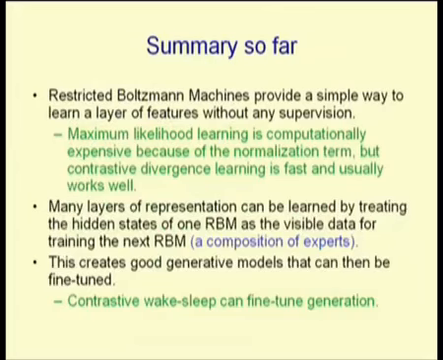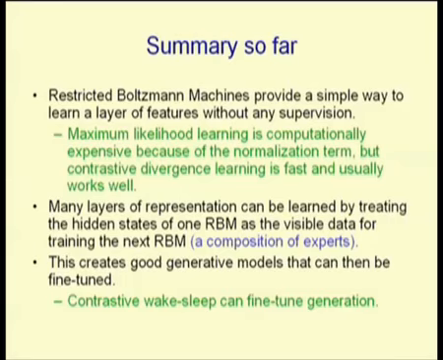So, that's good timing. Here's the summary so far. Restricted Boltzmann machines allow you to learn a layer of features. The maximum likelihood learning involves running this chain for a very long time, but you can do this shortcut, and it works pretty well. We can learn many layers of representation by treating the hidden states of one RBM as the data for training the next one. That's a composition of experts. And this gives us good generative models, and they can be generatively fine-tuned with this contrastive wake-sleep algorithm I haven't talked about.